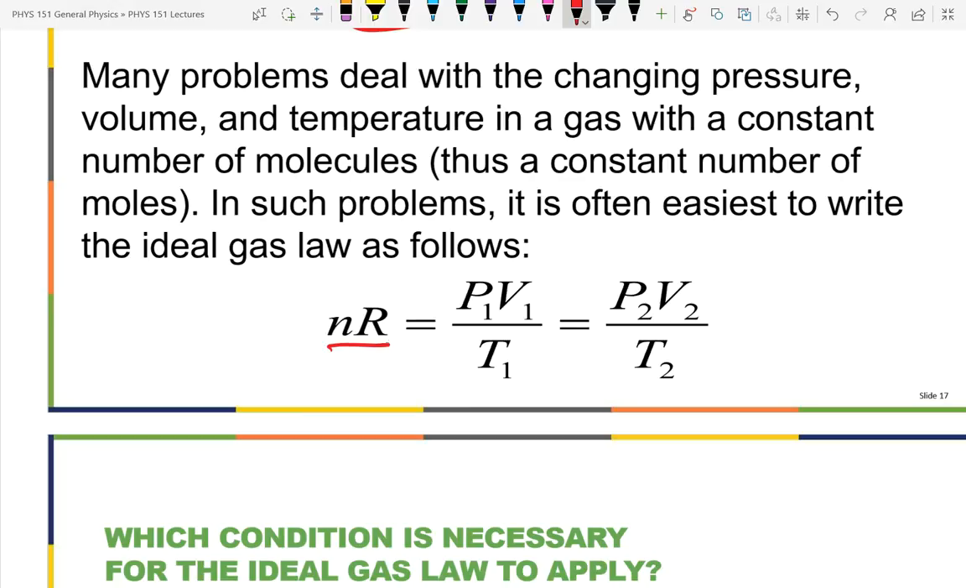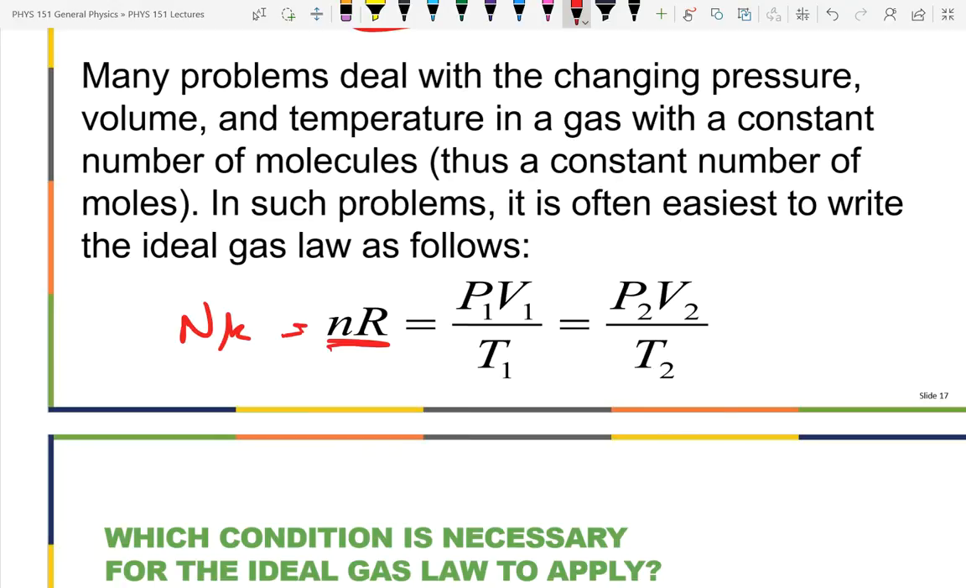It's very useful to remember then that nR, which is equal to capital N times k, is equal to the pressure times volume over temperature. In all of our physics experiments, we pretty much keep N constant. We can do that by using what we call a closed system. We put a cap on it, so no gas goes in or out and N stays constant.